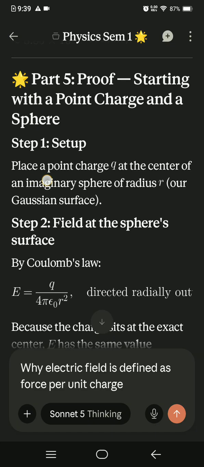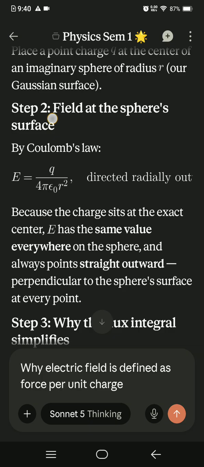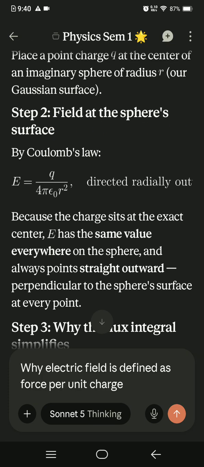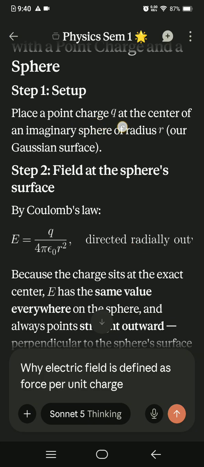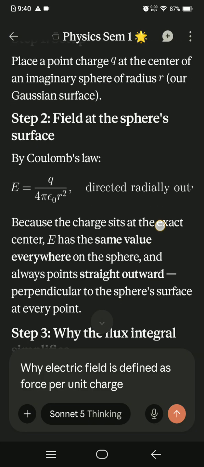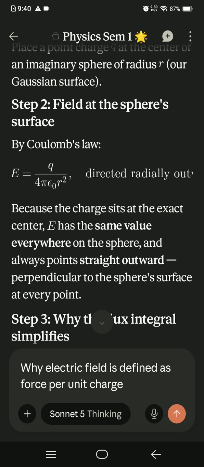Part 5, proof, starting with a point charge and a sphere. Okay, so setup: place a point charge Q at the center of an imaginary sphere of radius R, our Gaussian surface. Step 2 is the field at the sphere's surface. By Coulomb's law, this electric field equals this, directed radially outwards, because you are probably taking a positive test charge. And Coulomb's law is actually Q1 times Q2 upon 4 pi epsilon R square, and this is just a constant, but here only one charge is given.